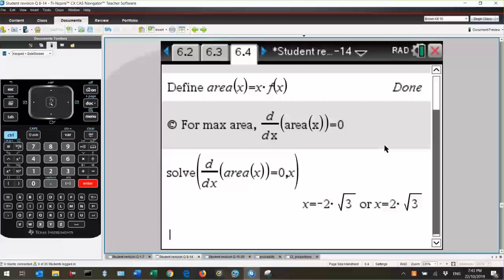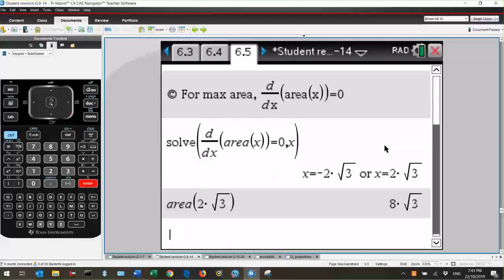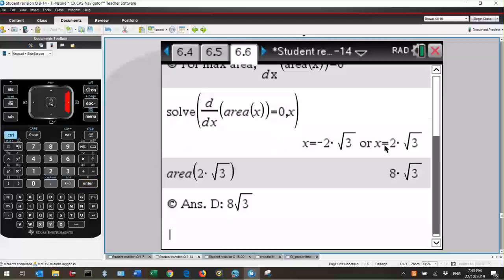That's only the value of x where the area is a maximum. We can assume it's not a minimum because the minimum is obviously trivial. The minimum area is going to be 0. So having defined area, I now substitute 2 root 3 and I get 8 root 3 as the maximum area. So that's option D.